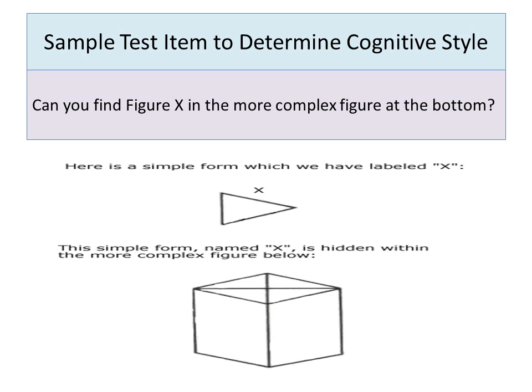This is a sample test item that is administered when, for example, a psychologist is trying to determine the cognitive style of a person. So they would show, you can see the top figure. It says here's a simple form which we have labeled X. And then below it says this simple form named X is hidden within the more complex figure below. So my question to you is, can you find figure X? How easily can you spot it?